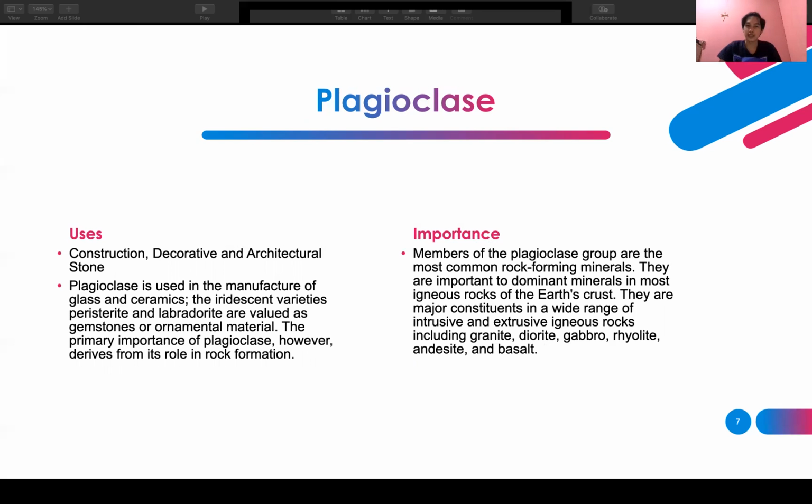The members of the plagioclase group are the most common rock-forming minerals. They are important to dominant minerals in most igneous rocks of the Earth's crust. They are major constituents in a wide range of intrusive and extrusive igneous rocks, including granite, diorite, gabbro, rhyolite, andesite, and basalt.